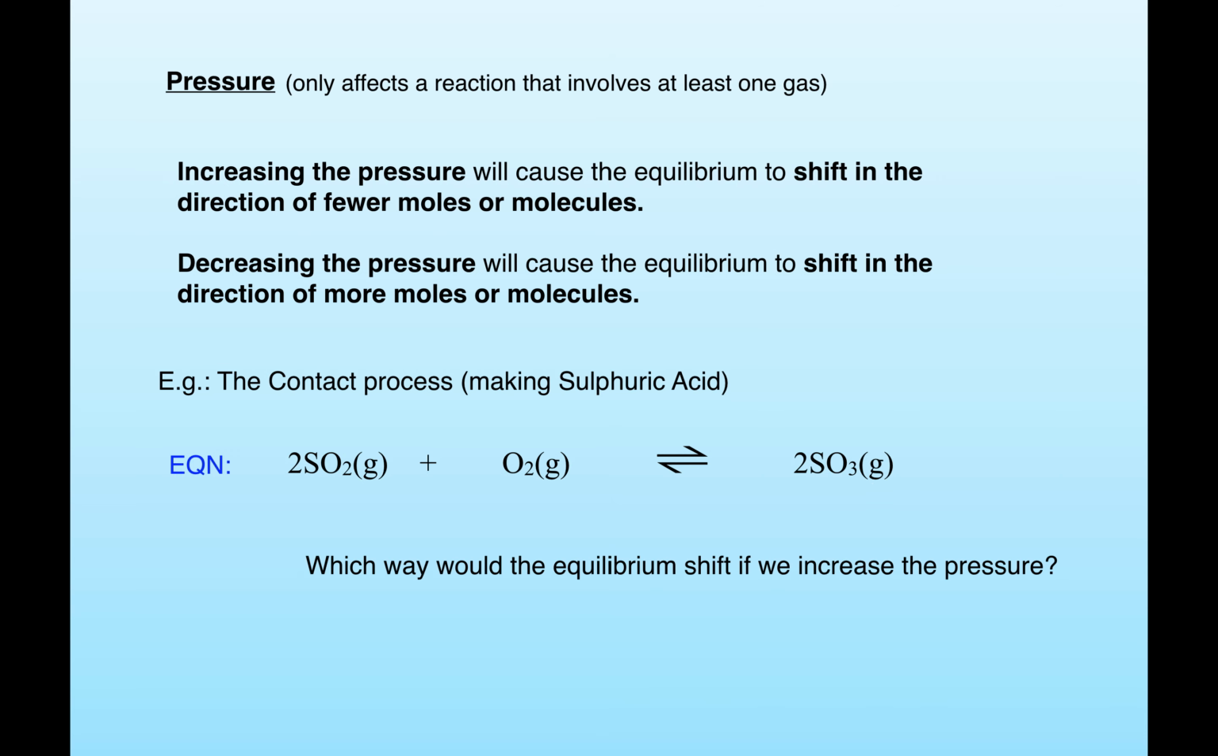So what happens if we increase the pressure here? Well, if we increase the pressure on this system, then it will shift in the direction of fewer moles, so it will shift to the right. So increasing the pressure would cause the production of more of the product, sulfur trioxide.